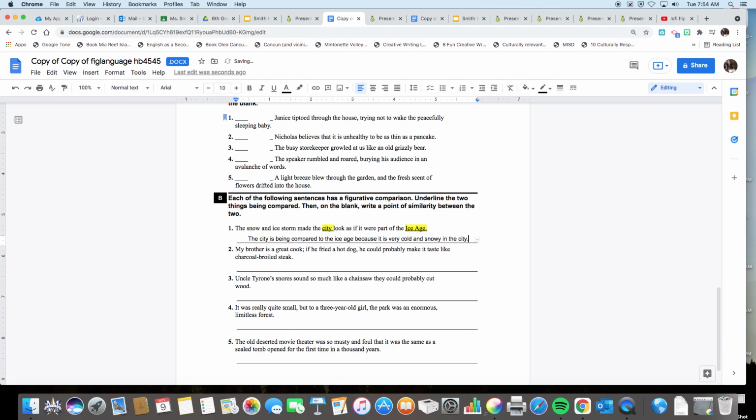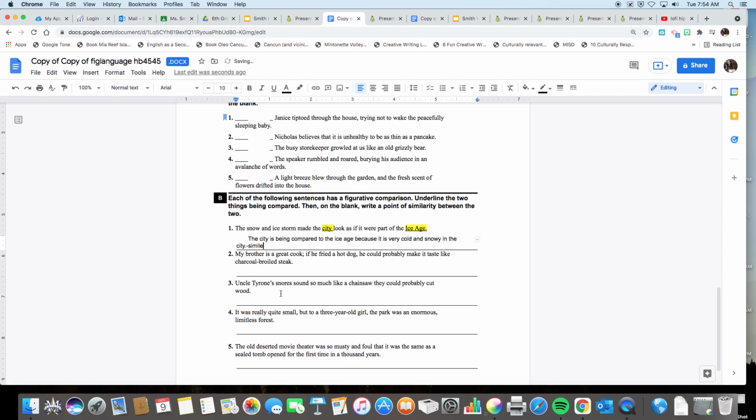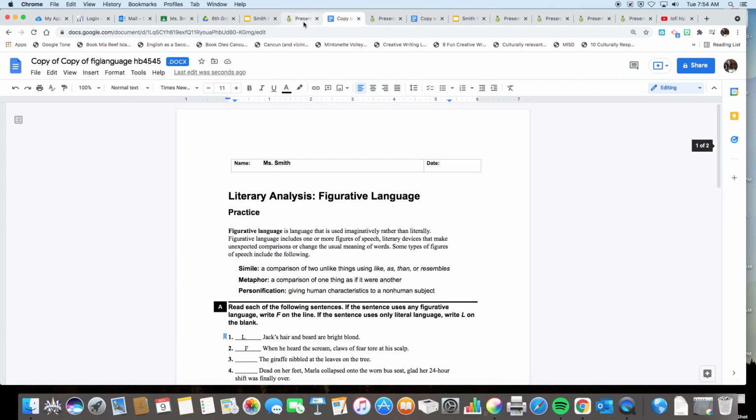Okay. By the way, if two things are being compared using the word as, I also know that this is a simile. Okay, you're going to do 2, 3, 4, and 5 on your own, and then you are finished with the figurative language practice. Good luck, everybody.